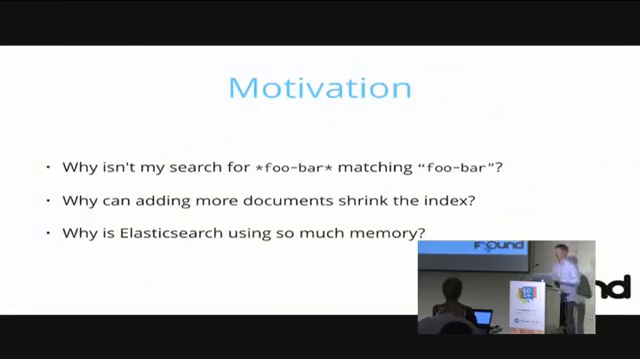So the kinds of questions you'll hopefully be better able to deduce the answer to are things like, why isn't my search returning what I expect, even if I search for exactly the same text as in my document? Or how can it make sense that deleting documents doesn't immediately shrink the index, but adding documents can cause it to be smaller? And why does Elasticsearch use so much memory?